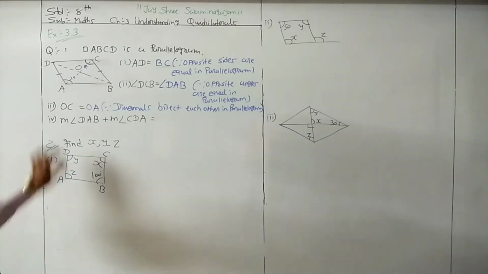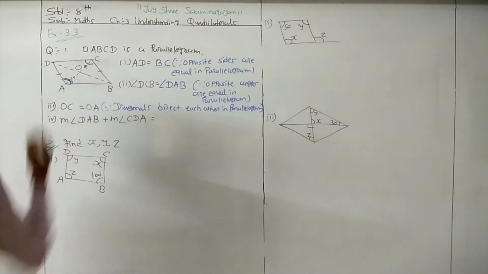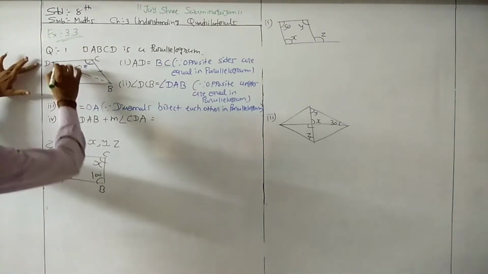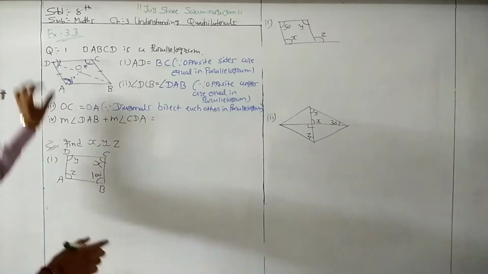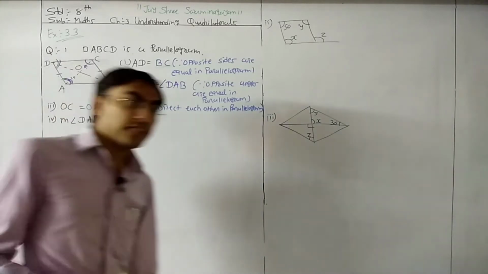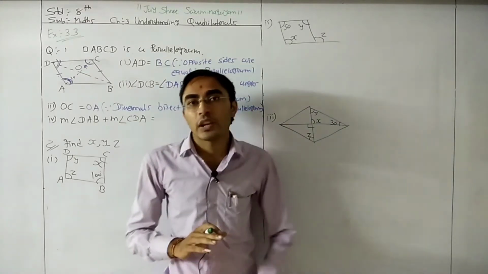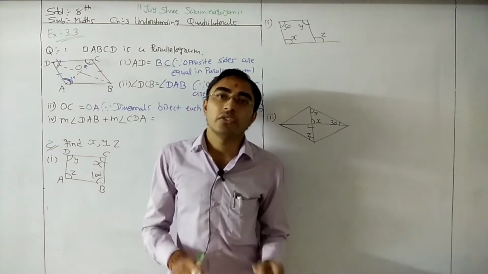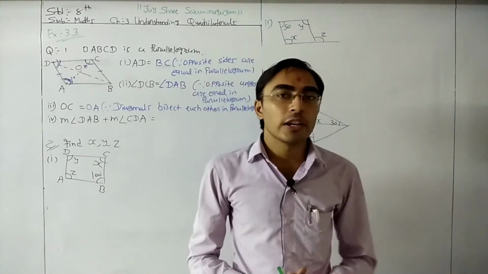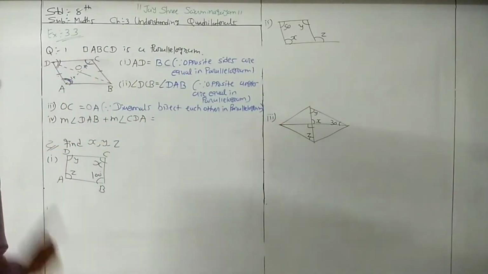Next one is angle DAB plus angle CDA. DAB, that means this angle, plus CDA, that means this angle. Here addition is there, and these two are adjacent angles. Now in a parallelogram, the sum of two adjacent angles is equal to 180 degrees. That means both are supplementary.